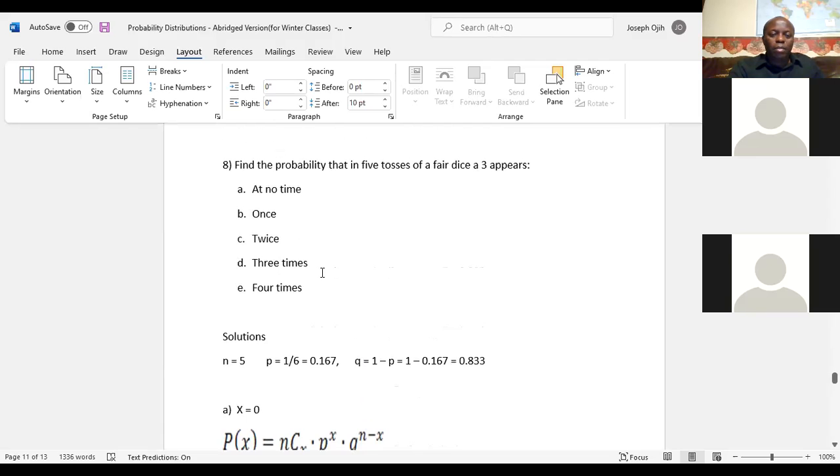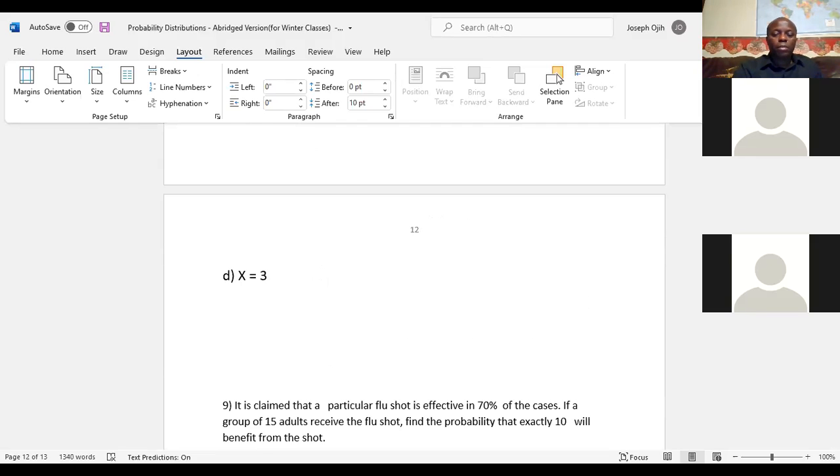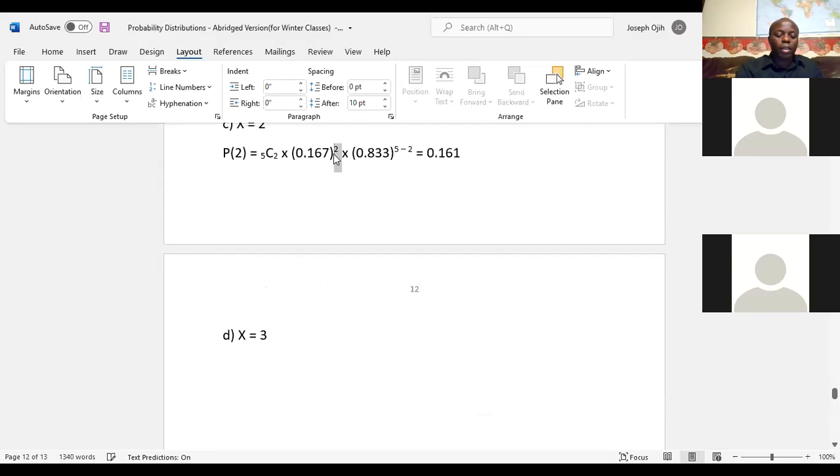This one says 3 times. In this case, X is 3. So the probability of 3. Just do the same thing, change this to 3. P3, plug 3 into the formula, and the other values stay. 5 combination 3, 0.167 to the power 3, 0.833 to the power 5 minus 3. And then we go to our calculator and get our results.